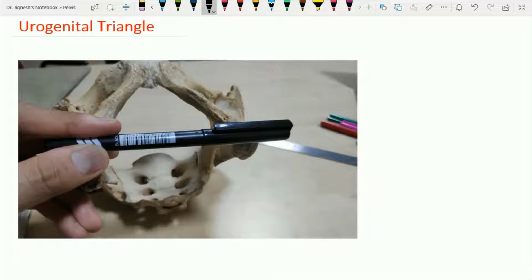And this black pen represents one imaginary line which passes through the anterior part of the ischial tuberosities of both the sides, and this imaginary line will divide the pelvic outlet into two triangles, one triangle anterior, and this anterior triangle is the urogenital triangle, and one triangle on the posterior side, and this is the anal triangle.